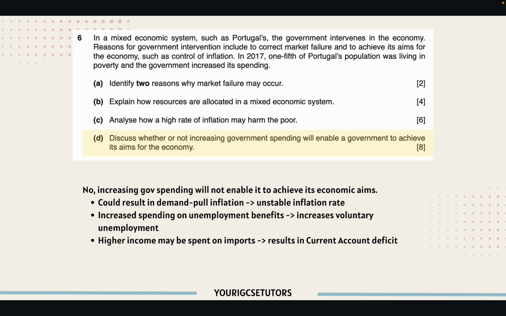And if more people are employed, they would obviously have higher income than previously when they were unemployed. So there will be higher spending on imports, which results in a deficit in the current account. And it's obviously not ideal for the economy.